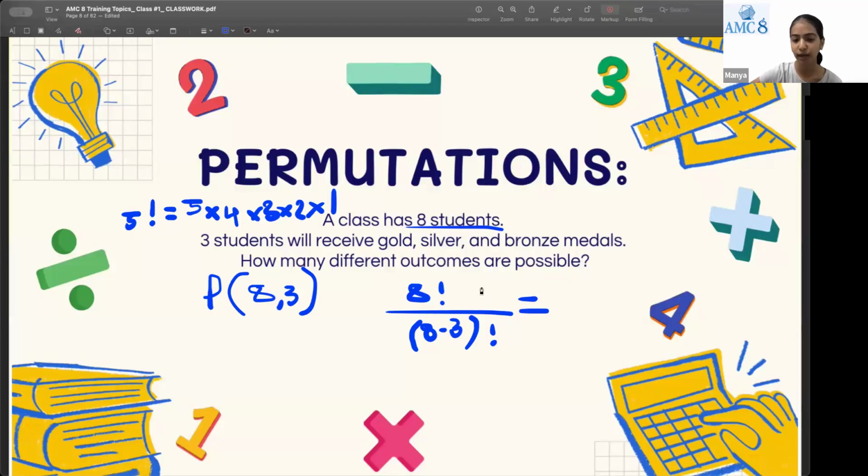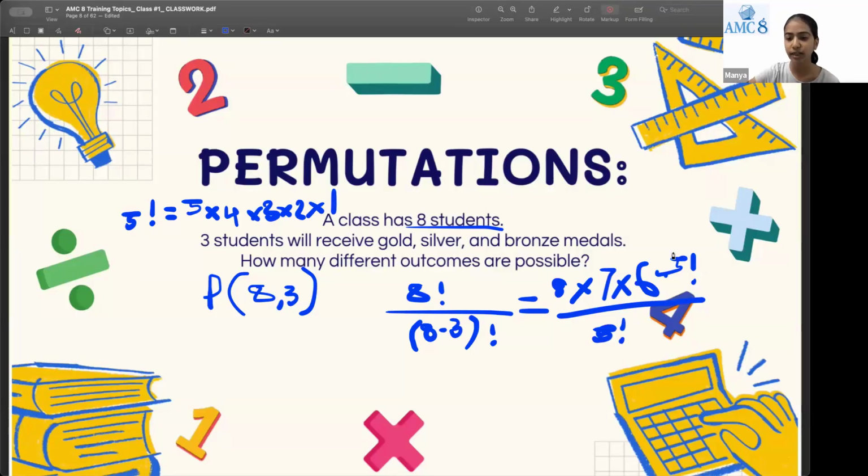So now we have 8 factorial, meaning it would be 8 times 7 times 6 times 5 factorial, because 5 factorial is the same thing as 5 times 4 times 3 times 2 times 1. And the bottom one would be 5 factorial because 8 minus 3 is 5, and we have a factorial sign right there. In the top, we could have written all of 8 times 7 times 6 times 5 times 4 times 3 times 2 times 1.